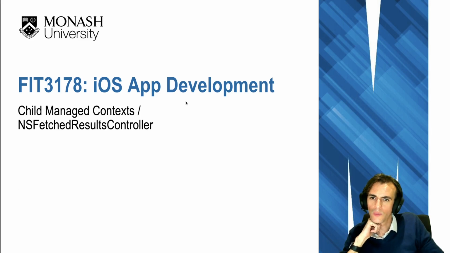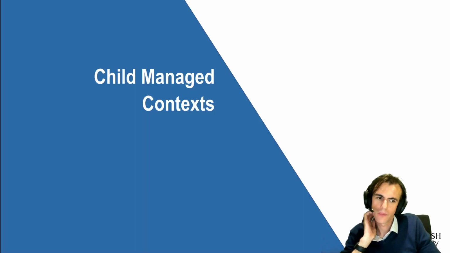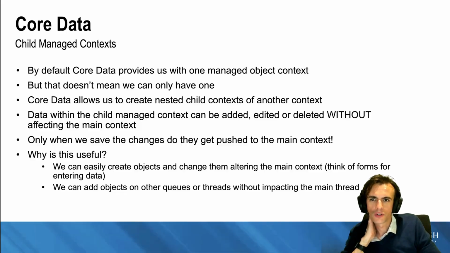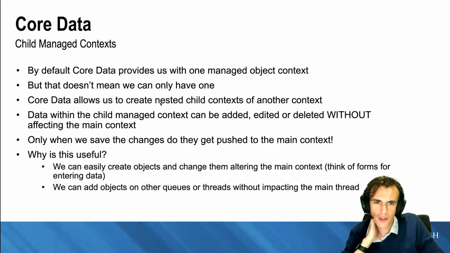So we have talked about managed object contexts, and child-managed object contexts are a way of having a sort of sub-managed object context that's based on a primary one. So by default, core data gives us just a single managed object context, but you can have more than one. So we can create nested child contexts inside another one.